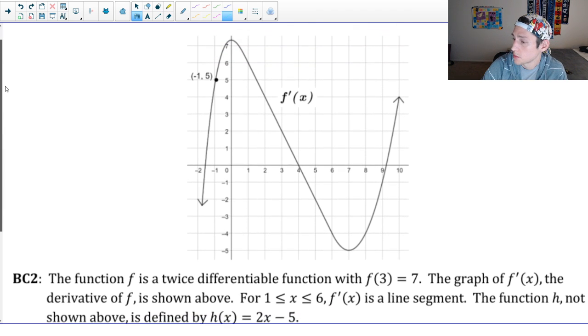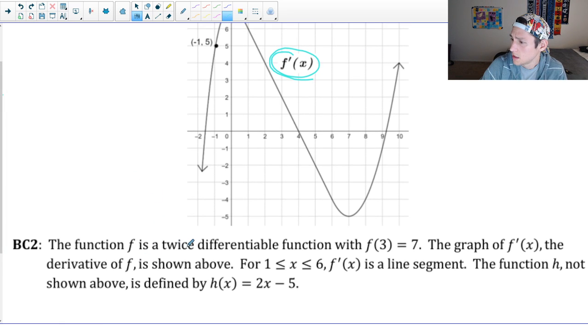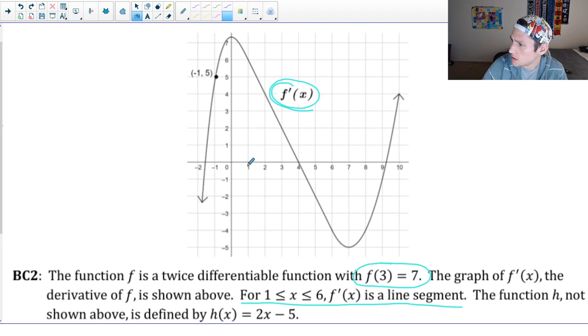Okay. So for this question, we're given this graph. I immediately note on this graph that this is a graph of f prime. The function f is twice differentiable with f of 3 equals 7. I bet I'll need to use that initial value at some point. The graph of f prime is shown above. For 1 to 6, oh, interesting. For 1 to 6, f prime is a line segment. That's good to know.